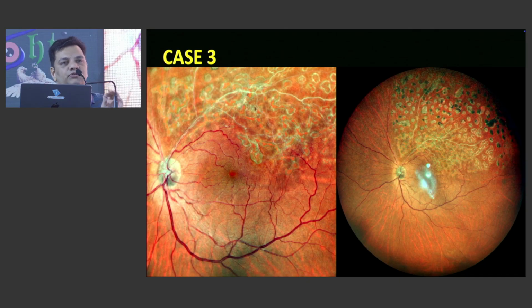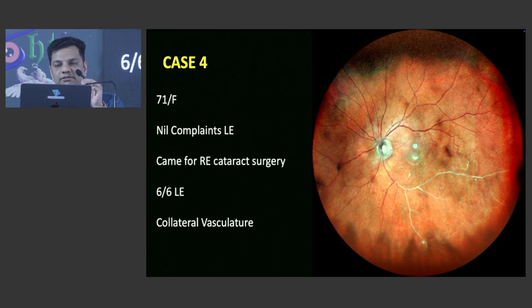This case is just to show you how much to laser, what extent you will laser in these vein occlusions. The posterior extent is to where the ischemic vessel is, and then the laser should go on till the periphery up to the ora. In these vein occlusions, the ischemia is up till the ora, so you should laser right from the posterior up till the ora serrata. So let's look at another case.